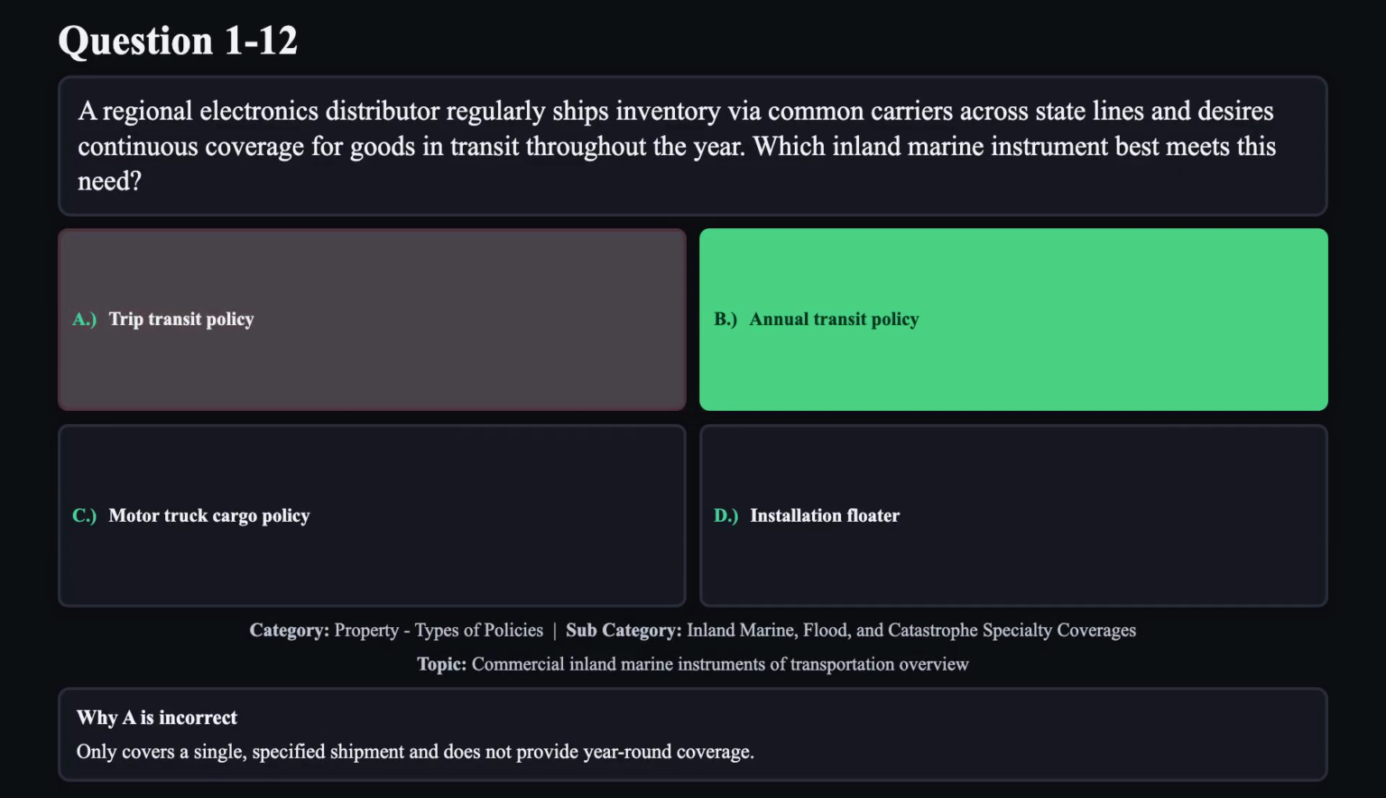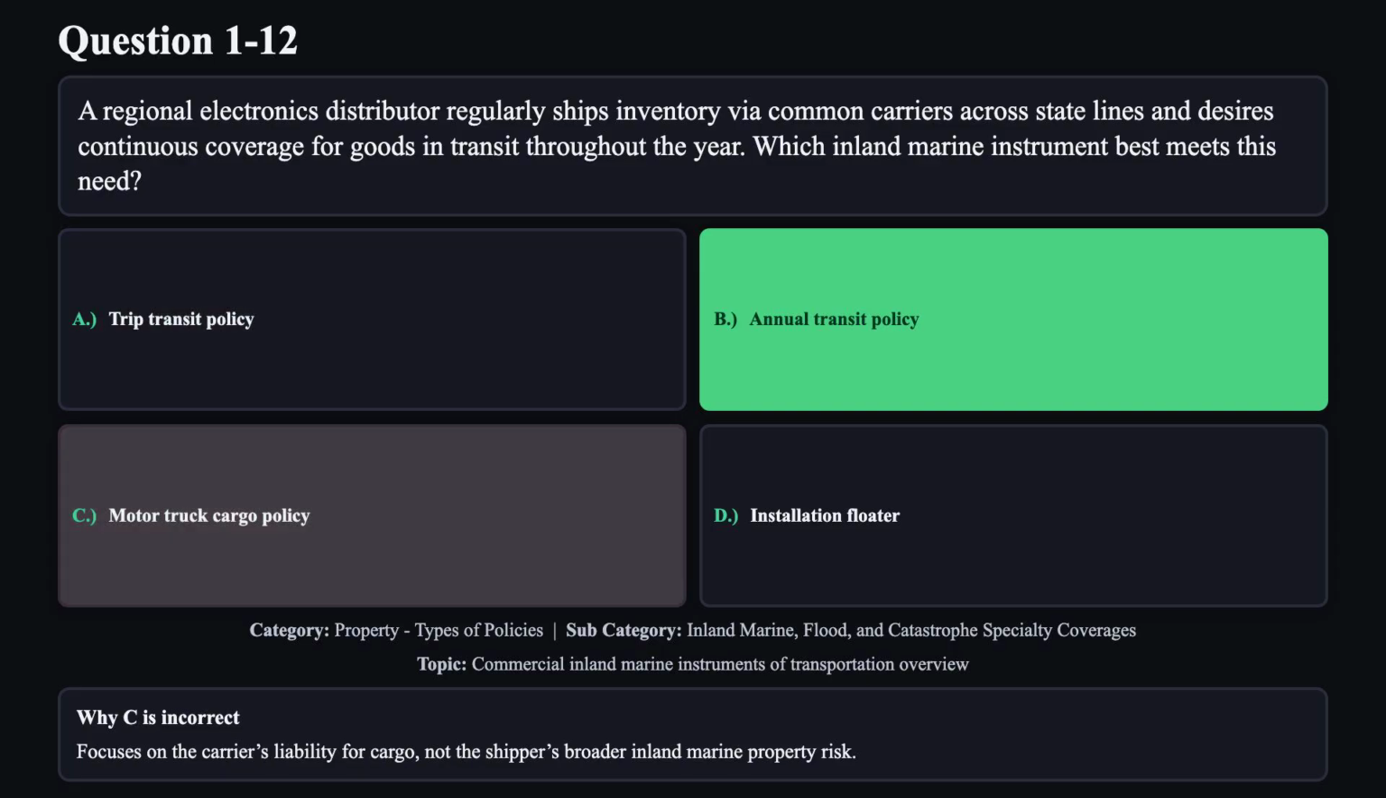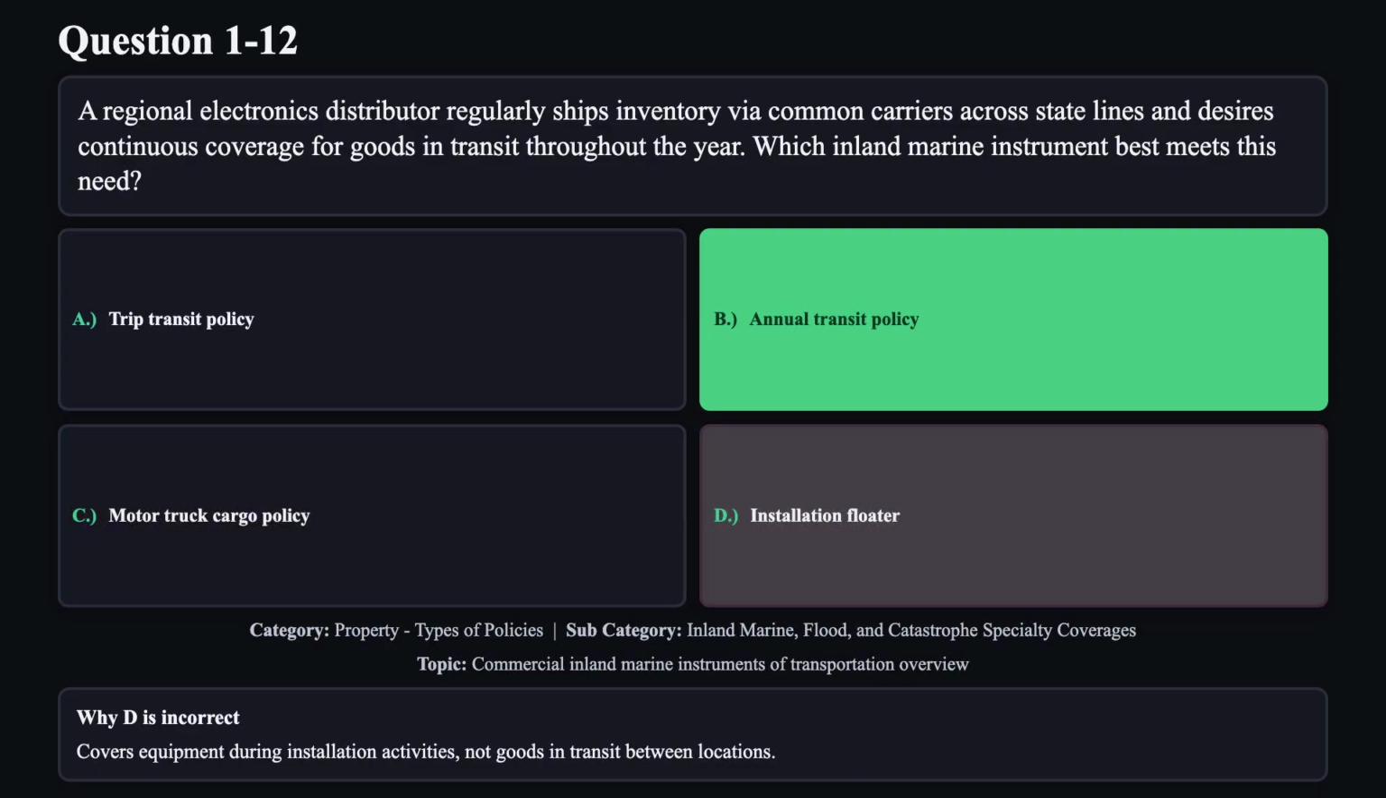Reason A is not correct. Only covers a single specified shipment and does not provide year-round coverage. Reason C is not correct. Focuses on the carrier's liability for cargo, not the shipper's broader inland marine property risk. Reason D is not correct. Covers equipment during installation activities, not goods in transit between locations.